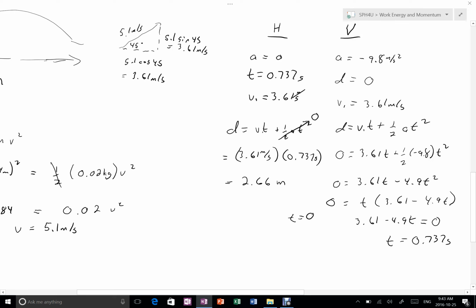Now I kind of sped through the projectile part of this problem. If you want to see more problems on projectiles, you can go back and look at other videos.